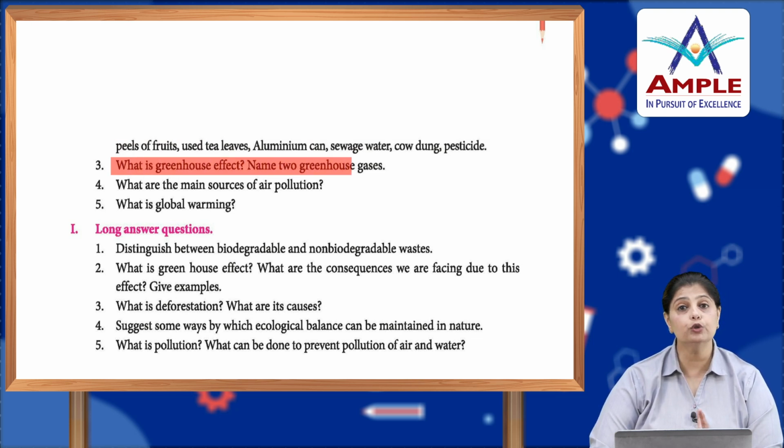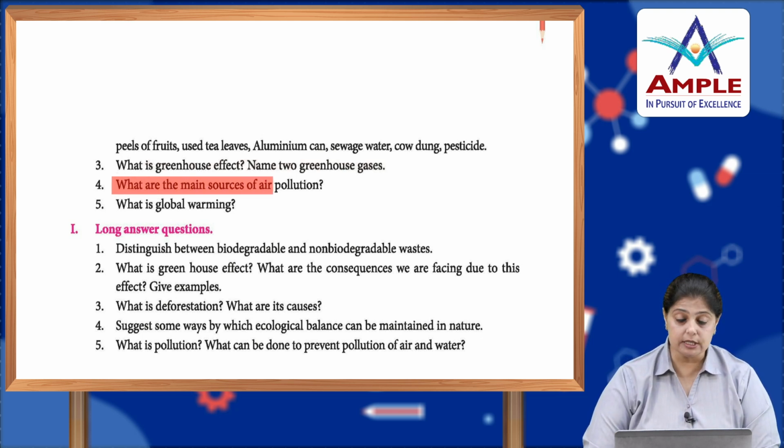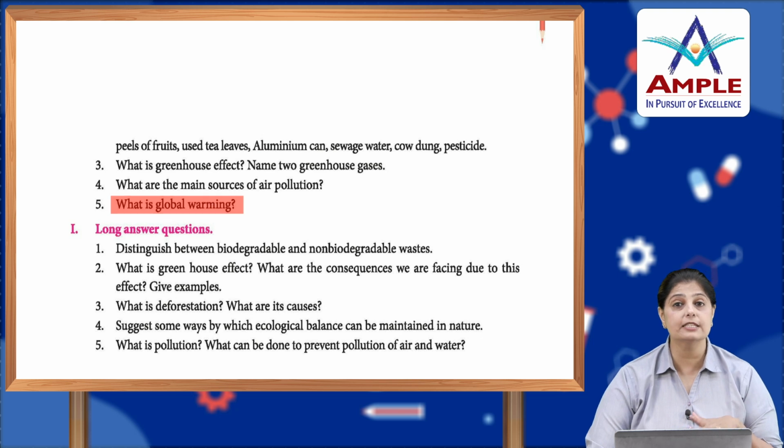And then you have to name 2 greenhouse effect gases. Okay. Now, what are the main sources of air pollution? What causes air pollution? Okay. What is the main reason behind it? Okay. Now, what is global warming? Explain that in detail here. Okay. That is a short and crispy note about explaining what is global warming in short.